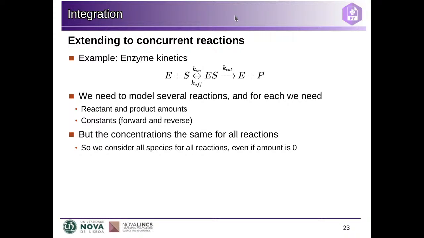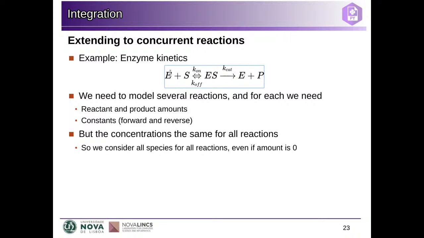So if we need to model several reactions, we need the reactants and the product, so the stoichiometric coefficients for all of them in matrices, where we're going to use one row for each reaction. And then we're going to need vectors for the constants, because now we have one constant for each reaction. However, the concentrations are the same for all reactions, because we have these species in solution. So in this case, we would have these 4 species, E, S, ES, and P.